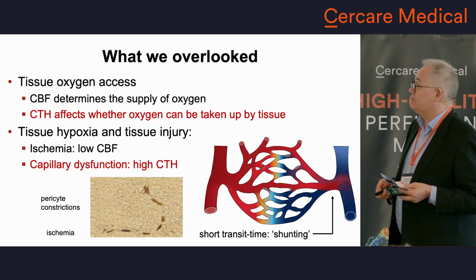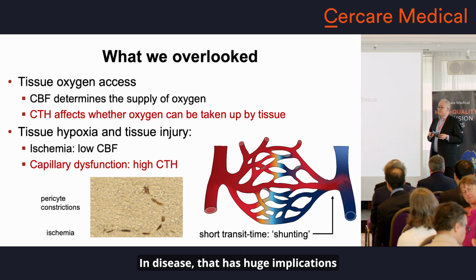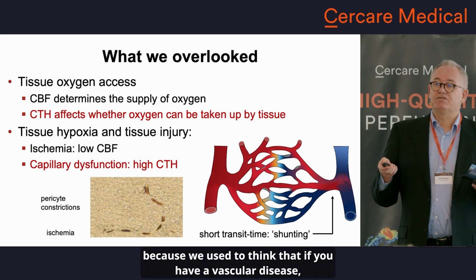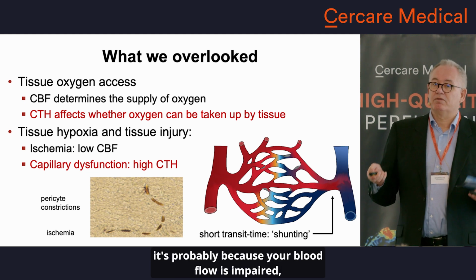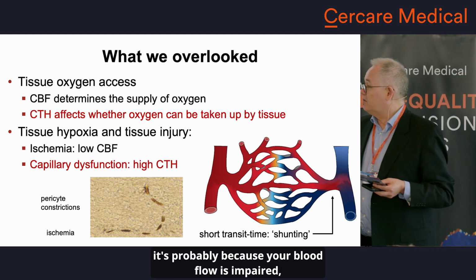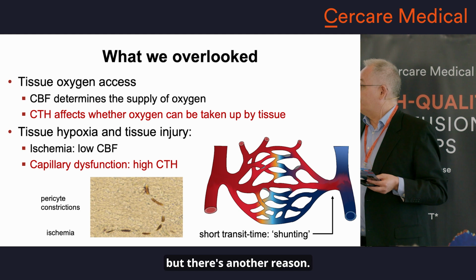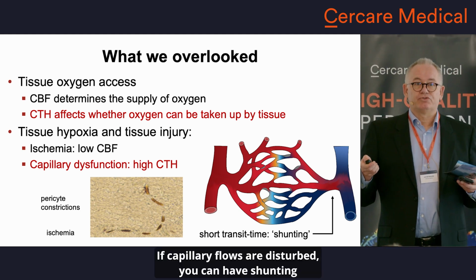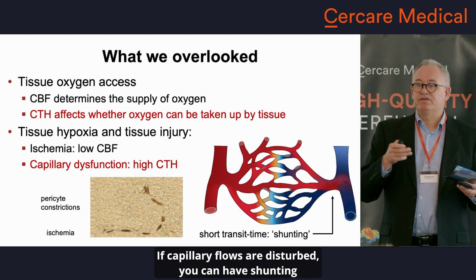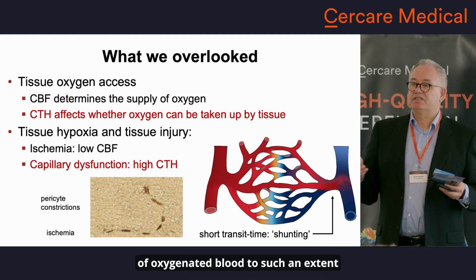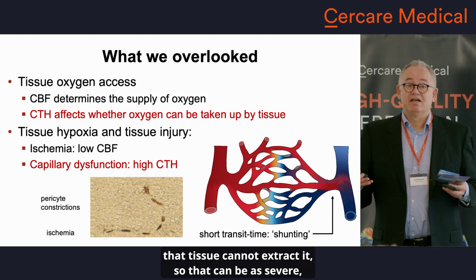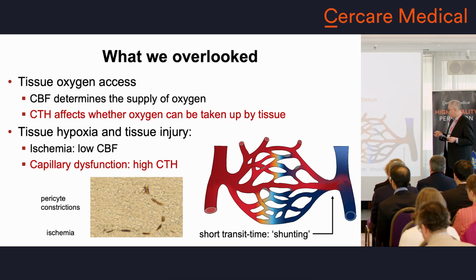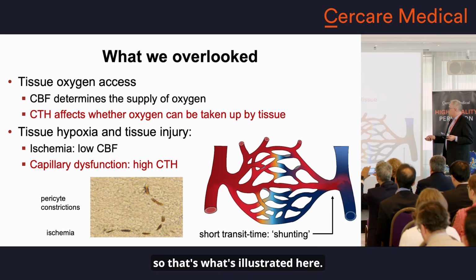In disease, that has huge implications because we used to think that if you have a vascular disease, it's probably because your blood flow is impaired, but there's another reason. If capillary flows are disturbed, you can have shunting of oxygenated blood to such an extent that tissue cannot extract it. So that can be as severe. That's what's illustrated here.